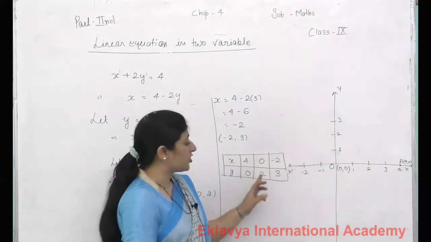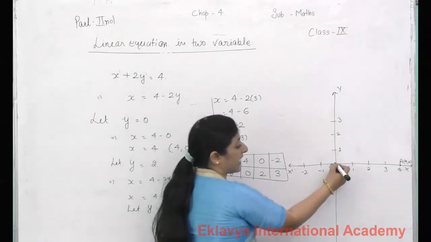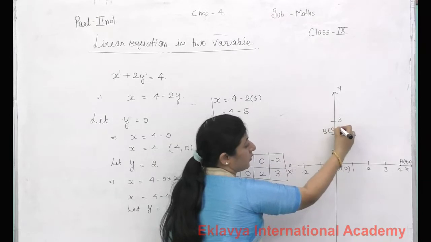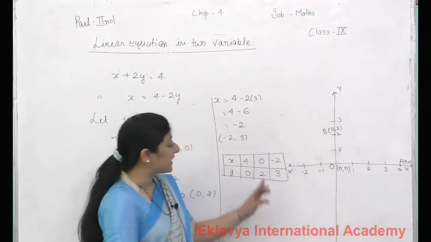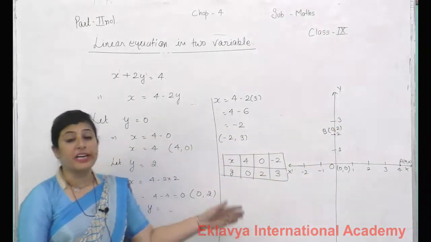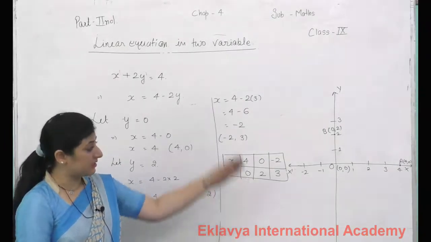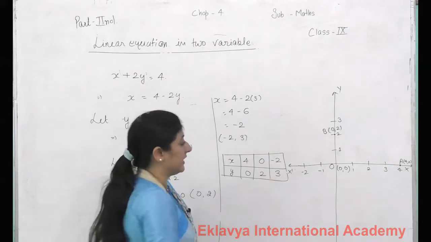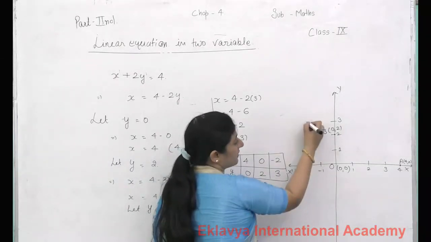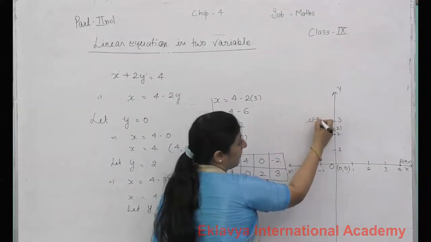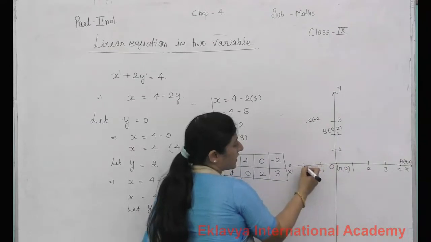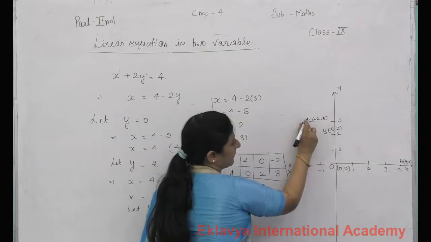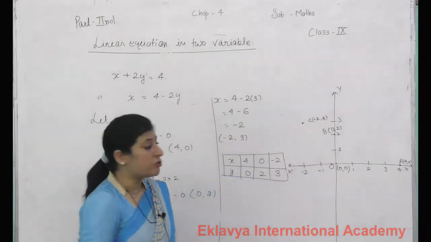Now the next one (0, 2): x is 0, y is 2, this is B (0, 2). This also you can check: when x is 0, the point lies on the y axis. Y axis here. Then (-2, 3). This one is -2, this one is 3. C is the point (-2, 3). Firstly we move to -2, then perpendicularly we go up to 3. See. Now join all the points.